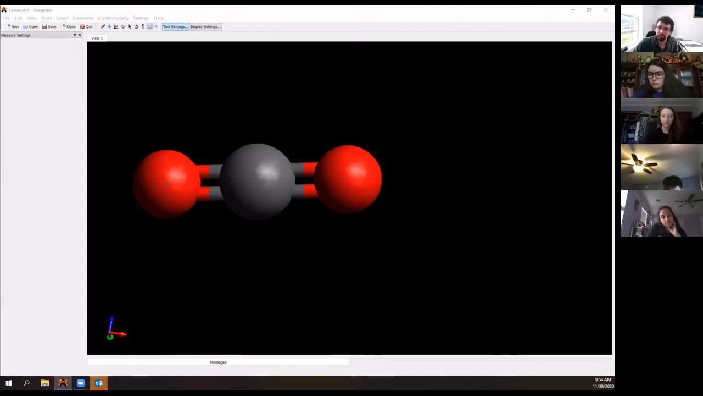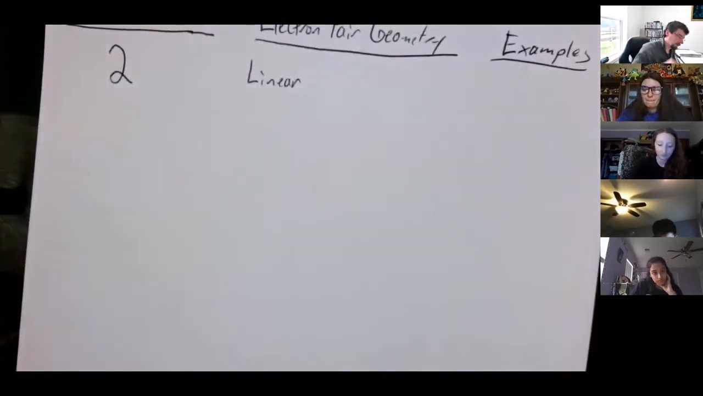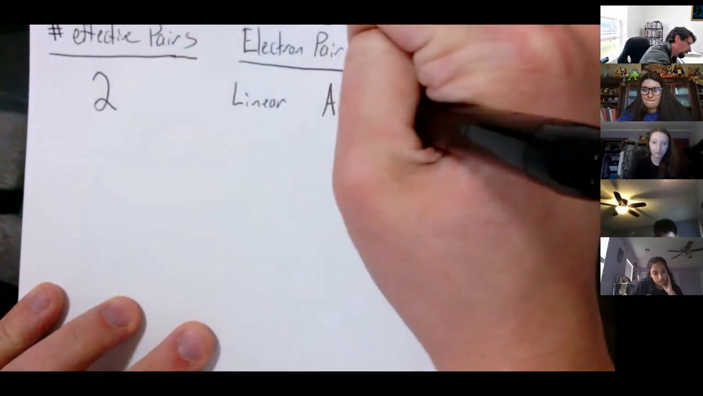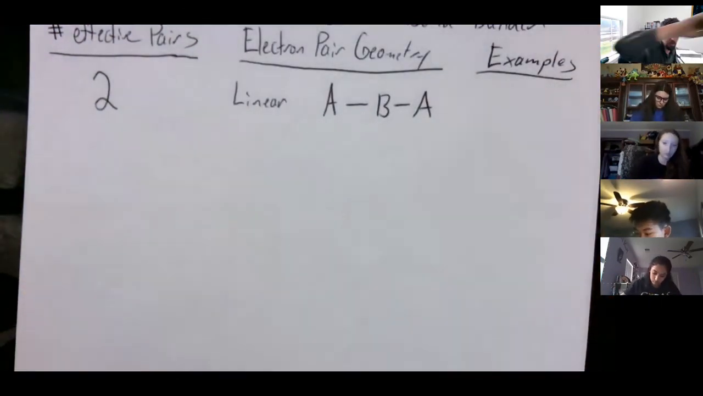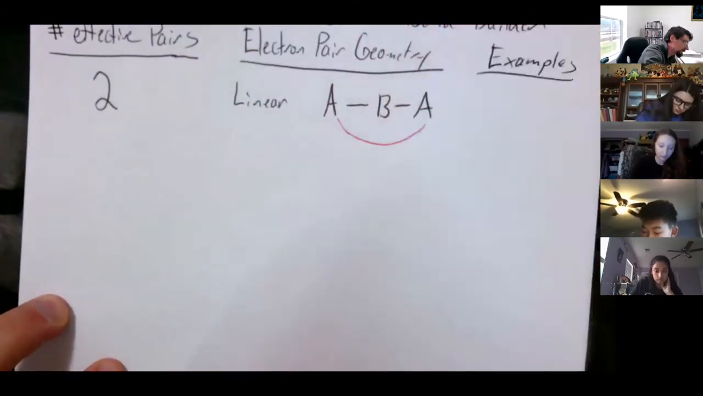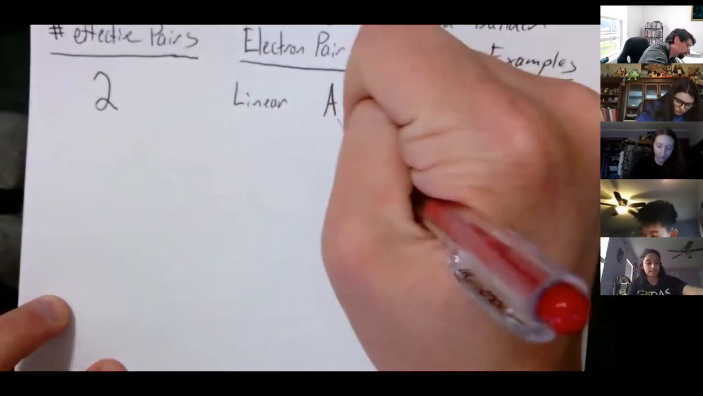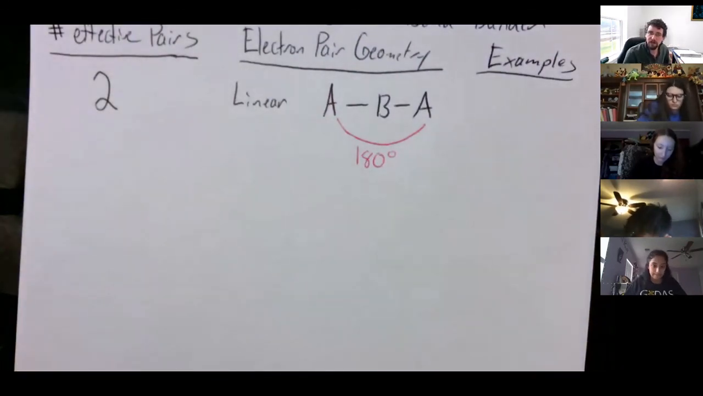So we're going to try to draw that out on the paper. There we go. So we have linear. We'll do A, B, A, like that. And we'll want to keep track of that bond angle. What did we say the angle between these atoms was? 180 degrees. Yep. Okay. And we had an example that I just showed. What was that example? Or can you tell me another example of a linear molecule?